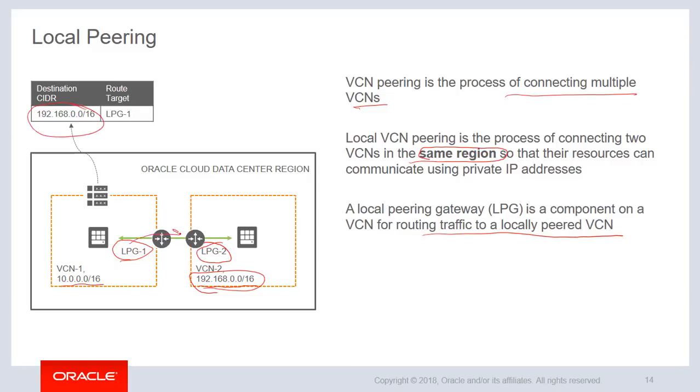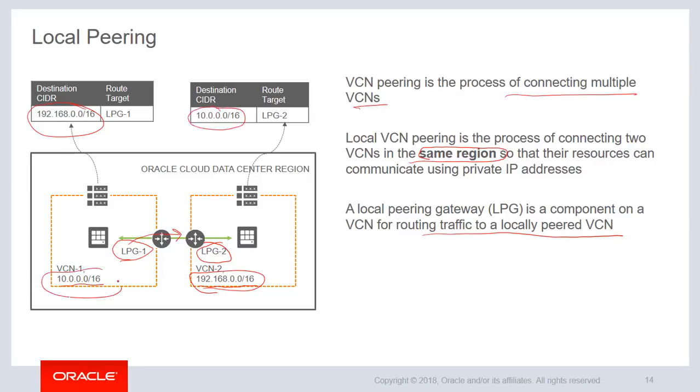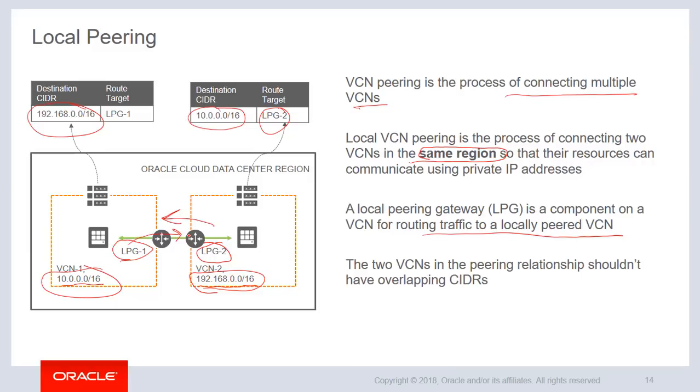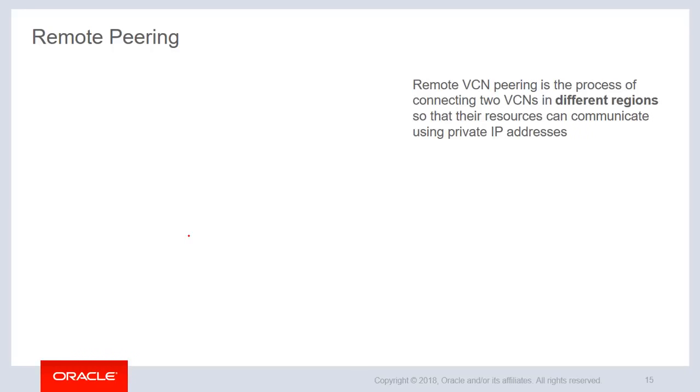So this is where the traffic is going. And similarly for the other VCN, the route table says that my destination is this particular VCN, and I'm sending the traffic through my LPG2. This is how local peering works. And the thing to keep in mind, the 2 VCNs in the peering relationship cannot have overlapping CIDRs, otherwise it doesn't work.